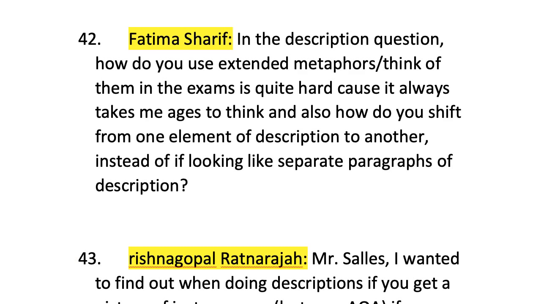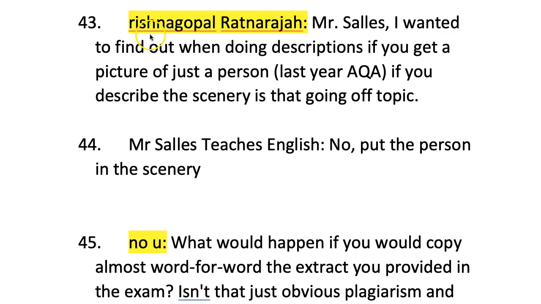Rishna Gopal Ratnaraja, love that name, says, I want to find out when doing descriptions if you could get a picture of just a person, like in last year's AQA exam. Can you then go and describe the scenery? Yes, you can. Remember, I've told you how you can smash the vase and that the picture is only something that is suggested.